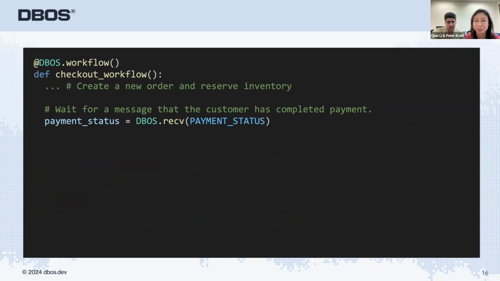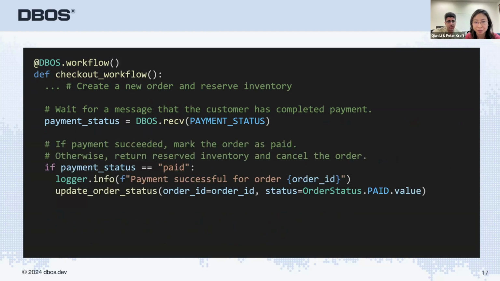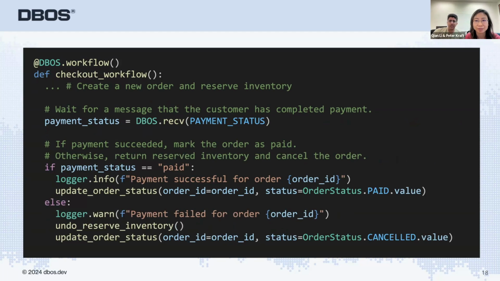And once payment is completed, we get a payment status. And if that status is successful, we can fulfill the order. That's the last step in the workflow. And if the payment failed, we can return our reserved inventory so we don't lose some inventory to canceled orders. And then we can cancel the order and then we're done.